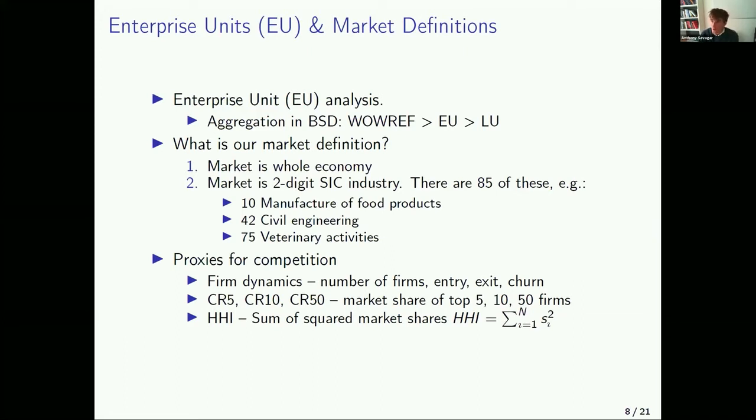We're thinking of concentration as a proxy for competition. There are a few other things you can look at. So in this data set, we also do some sanity checks by looking at things like firm dynamics, so how much entry and exit is going on, how much churn there is. We're going to look at CR5, which is how much of sales in a market, so in an industry here, for example in the veterinary activities industry, go to the top 5 firms, the top 10 firms, the top 50 firms. And then there's also the Herfindahl-Hirschman index as another measure, which is the sum of the squared market shares.